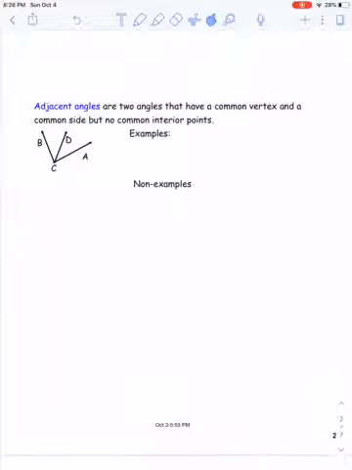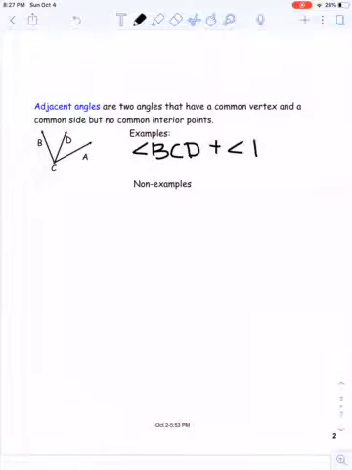All right, the first vocab word that we're going to be going over is adjacent angles. So adjacent angles are two angles that have a common vertex and a common side, but no common interior points. Okay, so let's look at this. An example of an adjacent angle is angle BCD and angle DCA. Okay, so let's highlight those so we can really see them.